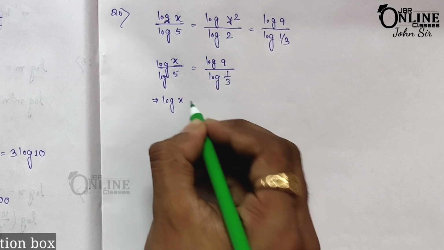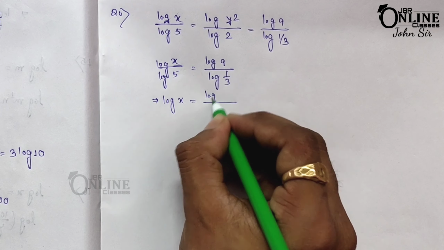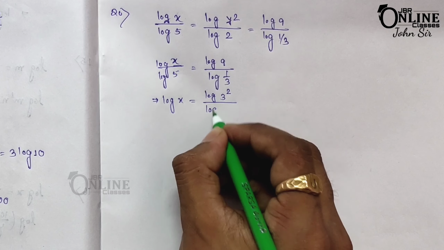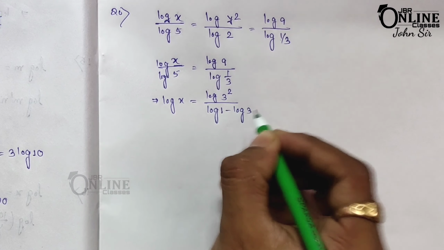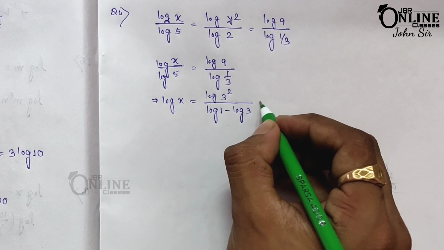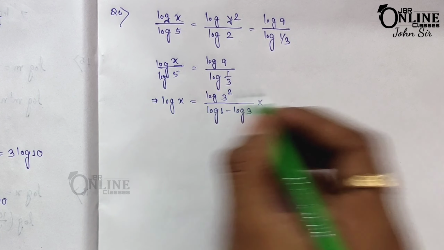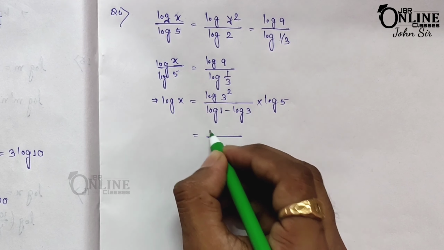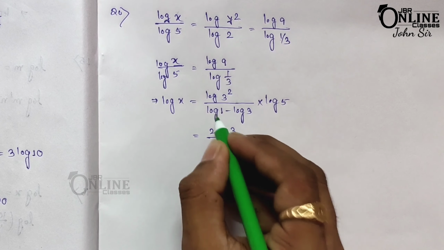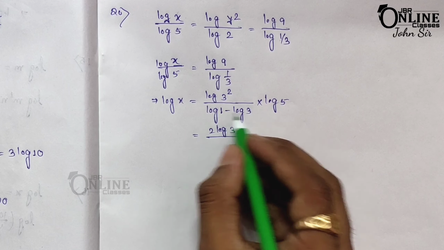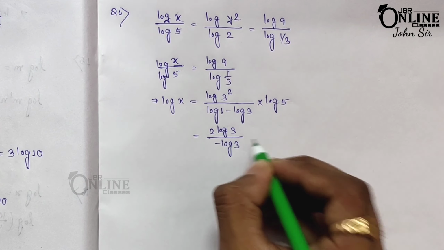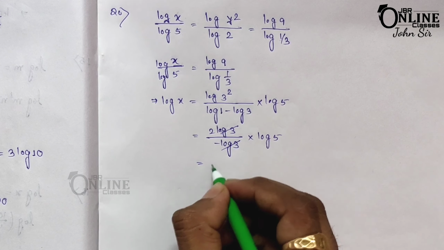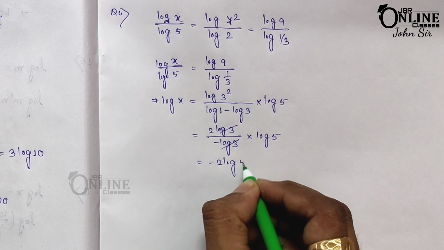So log x equals here log 9. Log 9 means 3 to the power 2, and log 1 by 3 means log 1 minus log 3, by the log a by b formula, into log 5 as division, so it will be log 5 as multiplication. So it will be 2 log 3, and log 1 means 0. So 0 minus log 3, that means minus log 3 into log 5. So log 3 cancels out, so it will be minus 2 log 5.